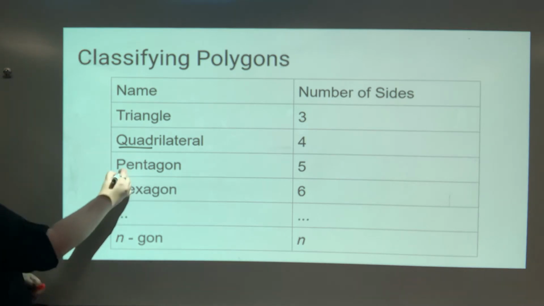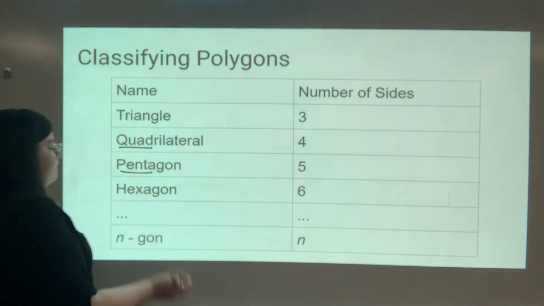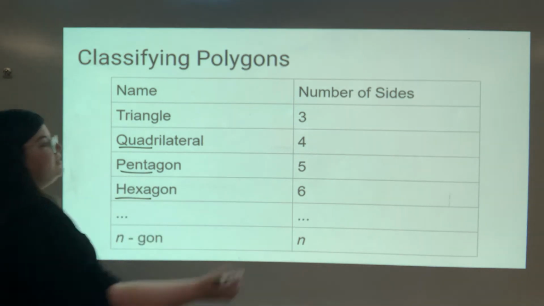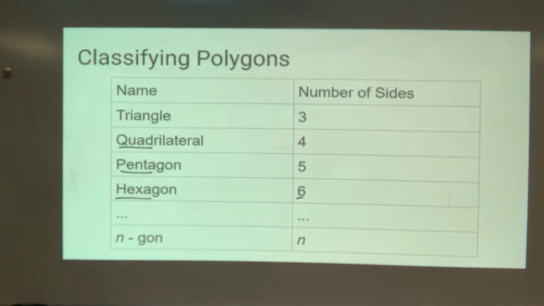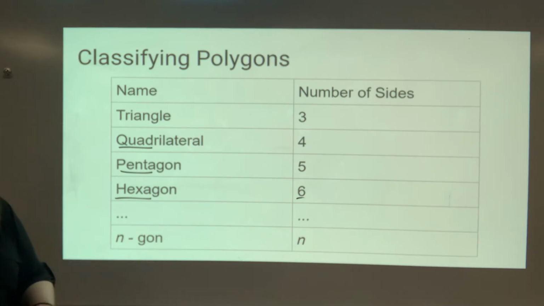Pentagon, again, use those prefixes, I'm not an English teacher, you know what I'm talking about. Penta, 5, hexagon, 6, all right? When you start getting into some crazy ones, like maybe you've got a closed figure on the plane and it's like 10 sides, that would be a, what is it called, decagon? Then yeah, you get a name for that.